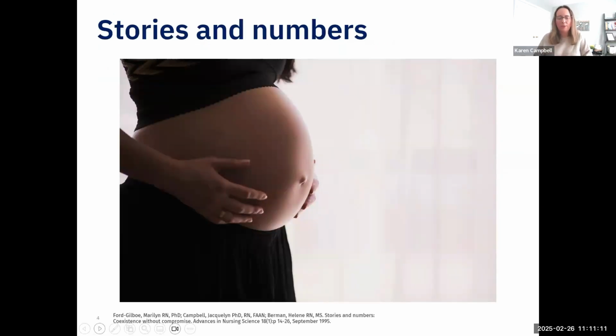And my colleague Marilyn Ford Gilbo has this incredible paper about stories and numbers, and how sometimes numbers give us really good data, and sometimes we need those stories to work together to inform what numbers we might need to get, and to contextualize numbers that are out there. So stories and numbers are both equally important.